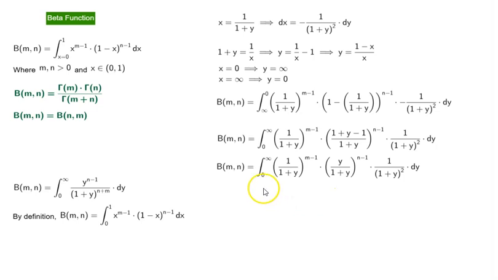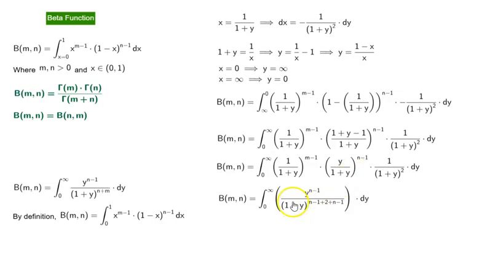So we have beta of m comma n is equal to the integral from 0 to infinity of, this remains same, and here 1 and 1 cancel out. We have y by 1 plus y to the power of n minus 1, times 1 by 1 plus y square dy. Here 1 to the power of m minus 1 is 1. And here we can split it, the exponent: y to the power of n minus 1 by 1 plus y to the power of n minus 1.